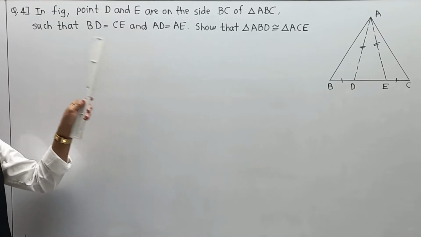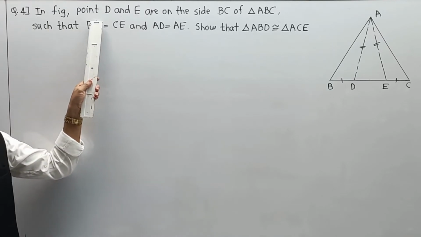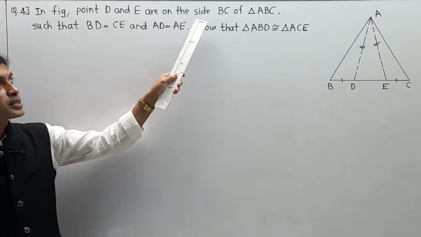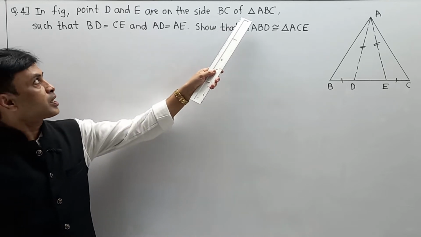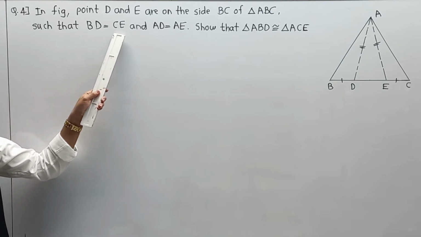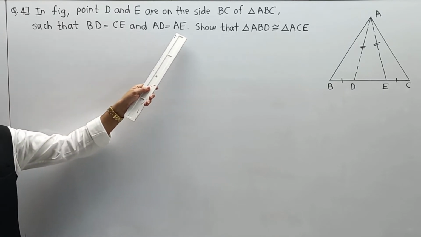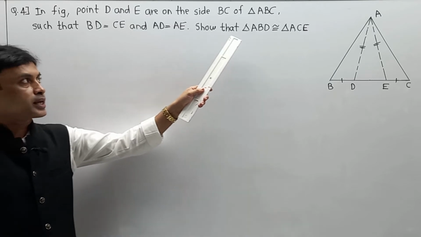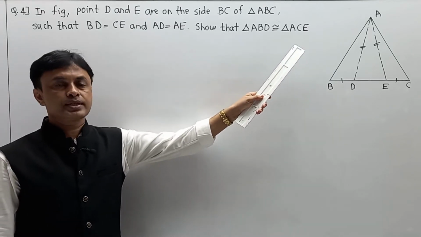Once again I am going to read the question. In the figure, points D and E are on the side BC of triangle ABC such that BD equal to CE and AD equal to AE. Show that triangle ABD is congruent to ACE.